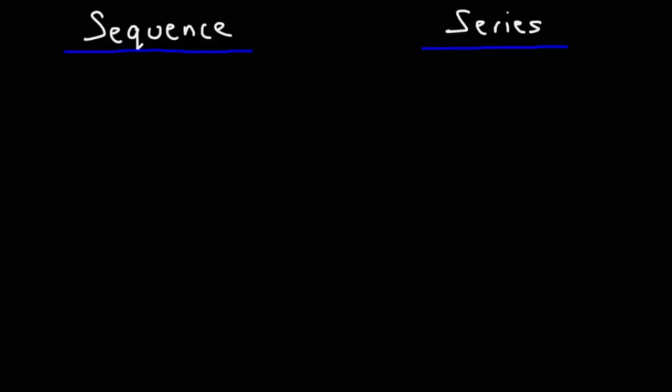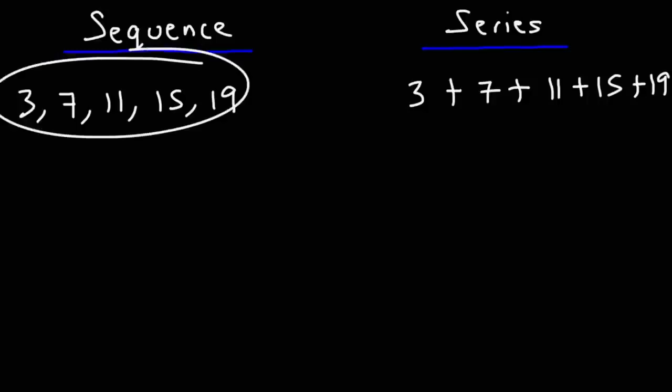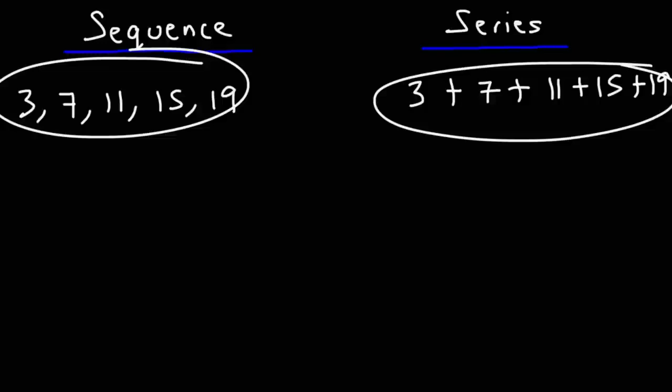Now, what is the difference between a sequence and a series? I'm sure you've heard of these two terms before, but what is the difference between them? Now, we've already considered what an arithmetic sequence is. A sequence is basically a list of numbers. So that's a sequence. A series is the sum of the numbers in a sequence. So this here is an arithmetic sequence. This is an arithmetic series because it's the sum of an arithmetic sequence.